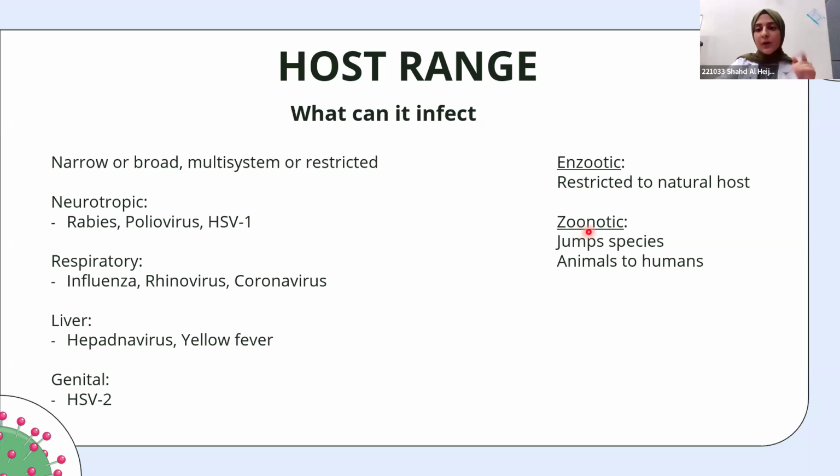Now you have two terms to remember: enzootic and zoonotic. Enzootic will be restricted to the natural host or the natural species, so it won't jump from species to species. Meanwhile, you have something called zoonotic infection. In zoonotic infections, they will jump species, for example, animals to humans. Some examples for zoonotic infections are rabies, in which they would jump from rabid animals, dogs, and such, to humans. You also have dengue fever. Dengue would be transmitted by mosquitoes, so originally it's in mosquitoes and then it will jump to humans. So those are zoonotic infections.